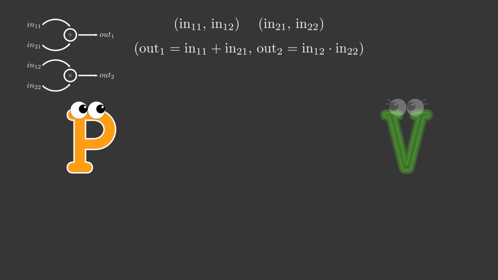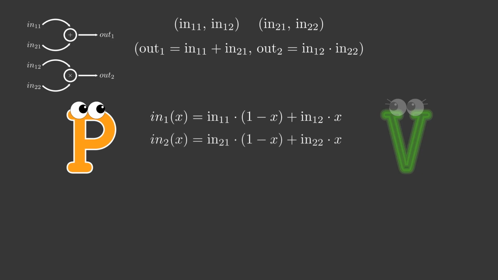1. Construct the following three polynomials. In1 of x equals in11 times 1 minus x plus in12 times x. In2 of x equals in21 times 1 minus x plus in22 times x. And finally, out of x equals out1 times 1 minus x plus out2 times x.